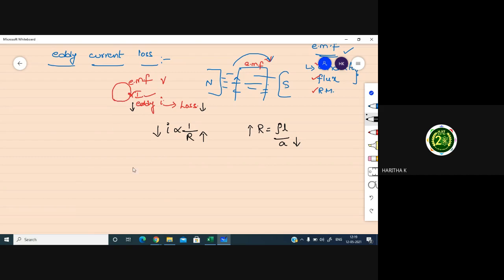That is, the armature core. Eddy currents are coming in the armature core. So then you have to reduce the cross sectional area of that core. Then the resistance will be increased. If the resistance increases, your current will be reduced. Thereby, the eddy current losses will be reduced. Then how can we decrease the area of cross section of the core?